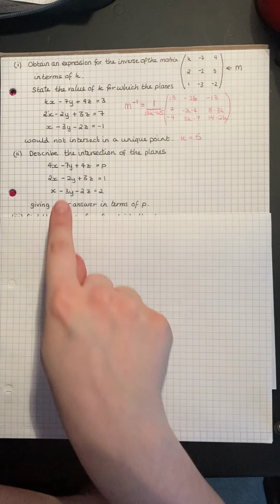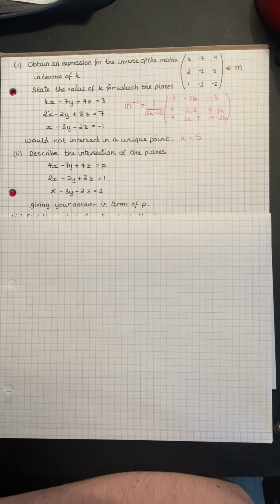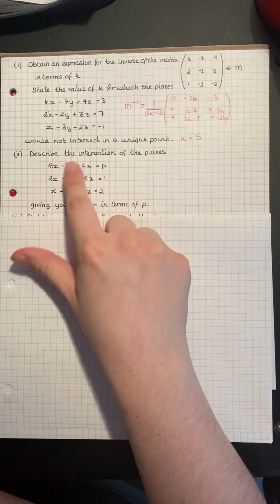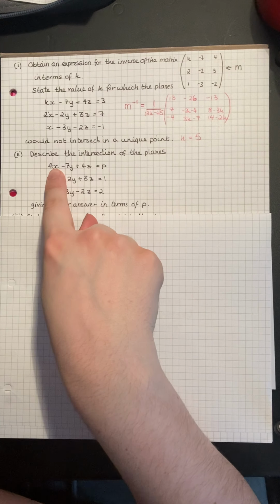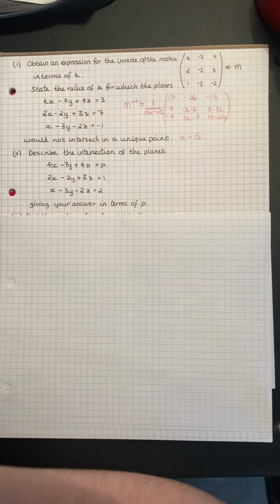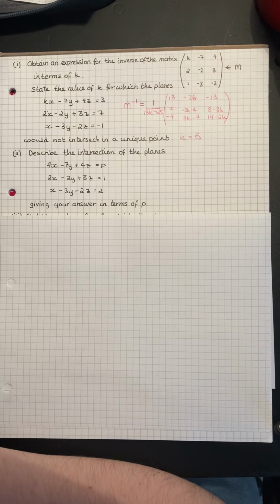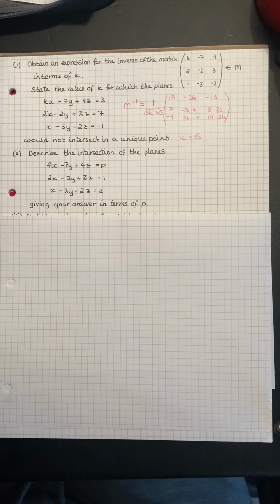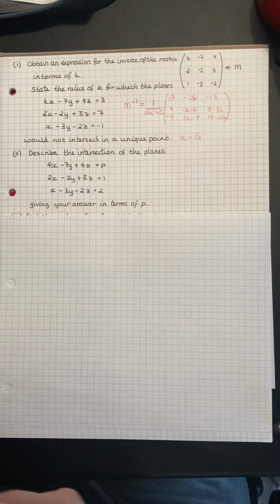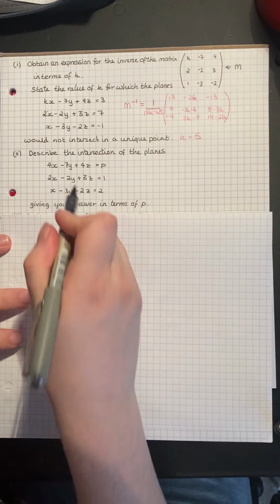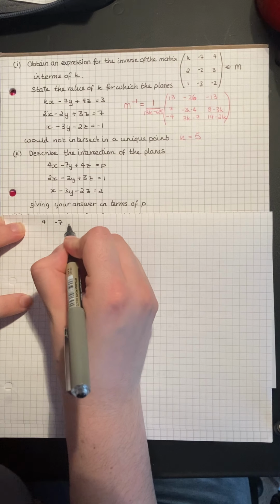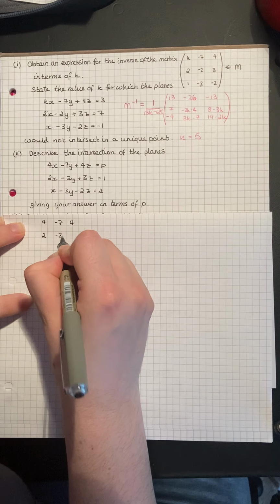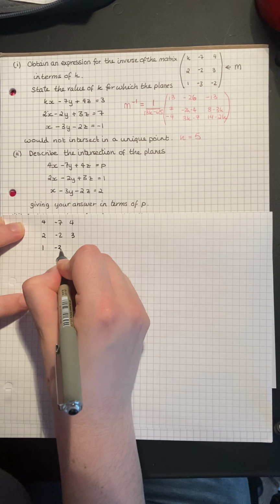So I want to describe the intersection of these planes. Well, we can see that most of the coefficients there are the same as what's in this matrix, except for k equals 4. Now that's not this value, so that means that they are going to intersect in a unique point. So what we need to find is actually what is that unique point, and we need to find it in terms of p as the question asks. So we can rewrite this into a matrix equation. So we have got 4, minus 7, 4, 2, minus 2, 3, 1, minus 3, minus 2.